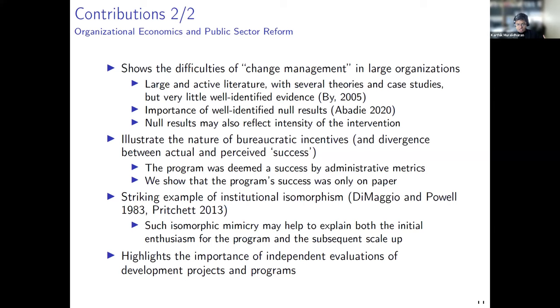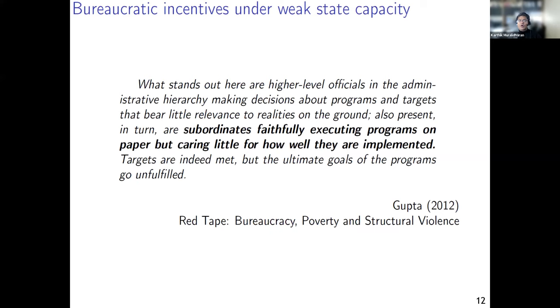So here's a quote from an anthropologist who has written an entire book on the functioning of the Indian state. This is not even in the context of education, but there's this great quote that says, what stands out here are higher level officials in the administrative hierarchy making decisions about programs and targets that bear little relevance to realities on the ground. Also present in turn are subordinates faithfully executing programs on paper, but caring little for how well they are implemented. So targets are indeed met, but the ultimate goals of the program go unfulfilled.